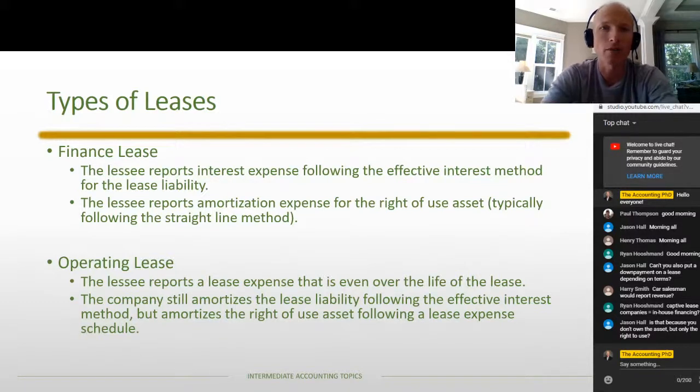This treatment of the asset, the right of use asset, is probably the most controversial under the new standard because quite honestly it doesn't follow any sort of logic. It's just sort of something that makes the standard work. And so most students struggle understanding why we're doing what we're doing with the lease expense schedule, and it makes sense because there's really no sense to it. It's just, hey, this is what makes the whole thing work.